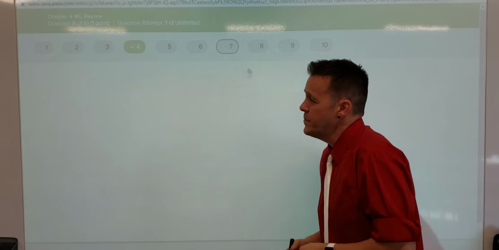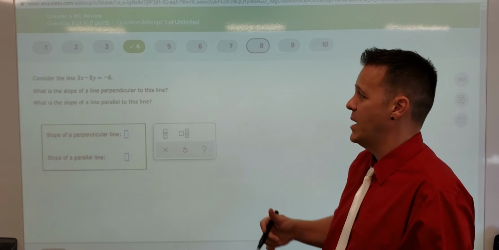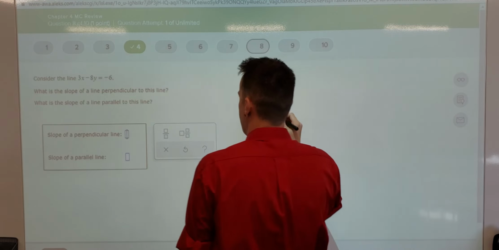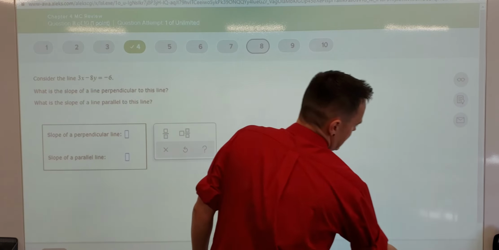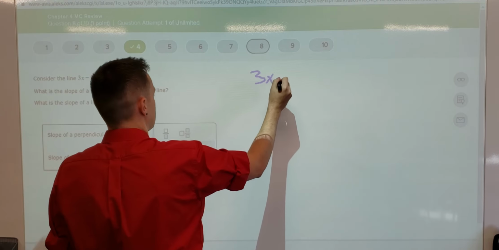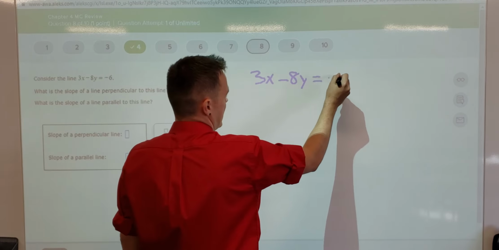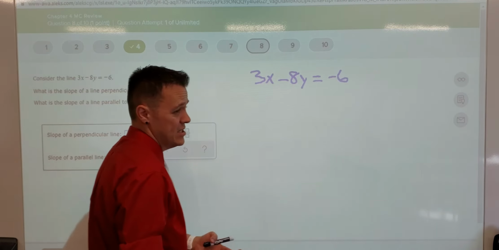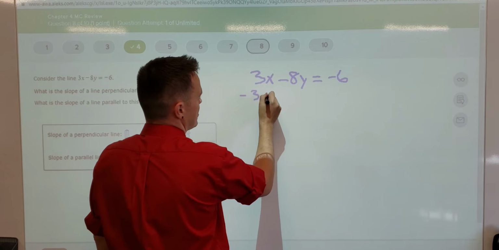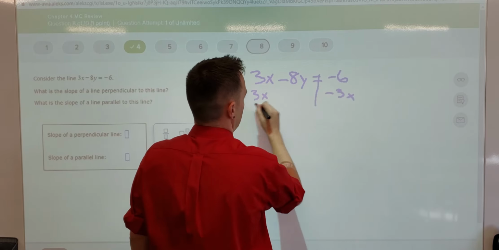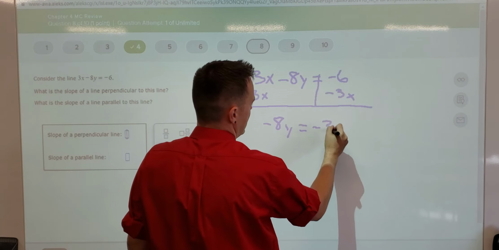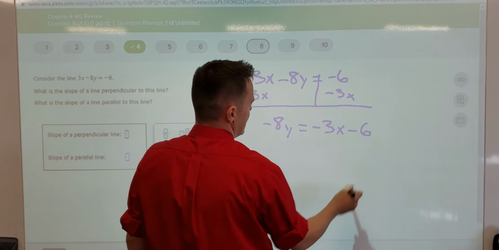Number 8, consider the line this, blah, blah, blah. What is the slope of this line? Two ways of solving this. Show you the math way first. When you guys do the math on this, your setup is going to be 3x minus 8y equals negative 6. You would want to get it into y equals mx plus b. So my first step would be to subtract 3x from both sides. When you do that, you get negative 8y equals negative 3x minus 6.